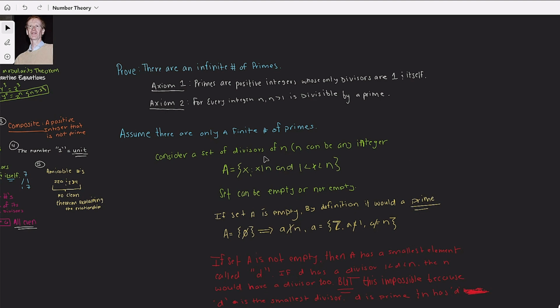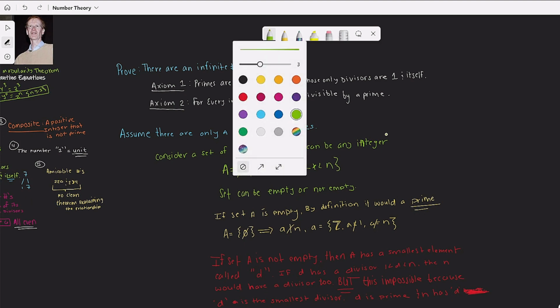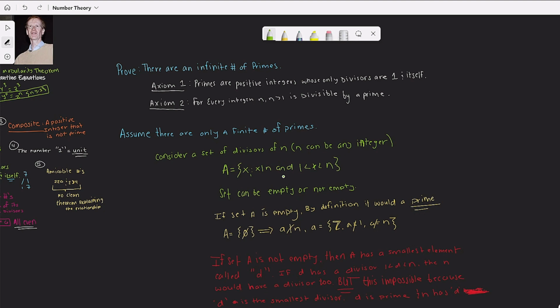So consider a set of divisors of n, and n can be any integer. It's bothering me that there's no n parenthesis here. N can be any integer. So this set of divisors, we'll call it set A, has an element represented by x here, where x is a divisor of n, and x is greater than 1 but less than n. So that is our set. Now this set can either be empty or not empty.